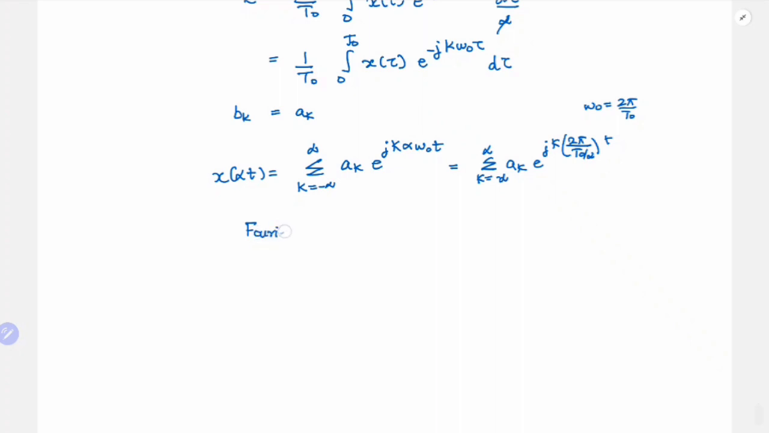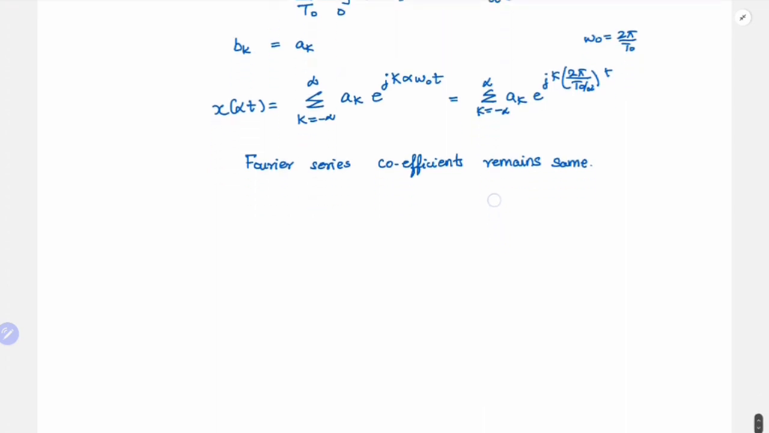So Fourier series coefficients remain the same. We can also interpret this as the spectral content is not changing. Only the frequency itself is changing, but the spectral content remains the same.